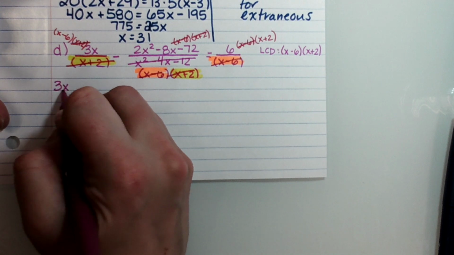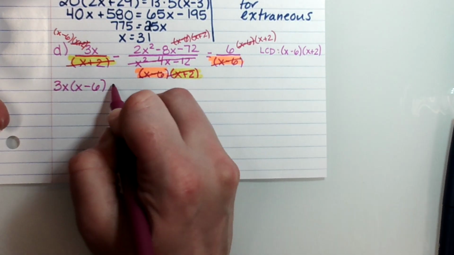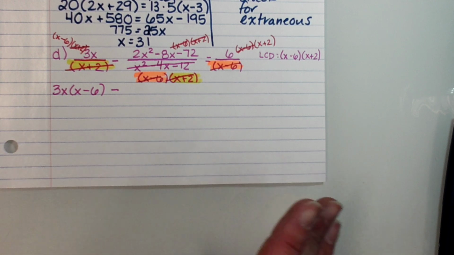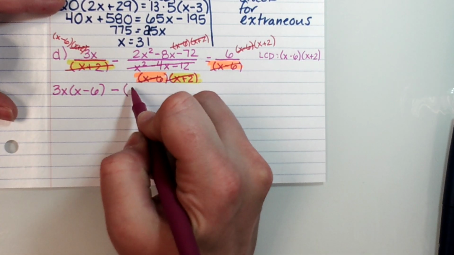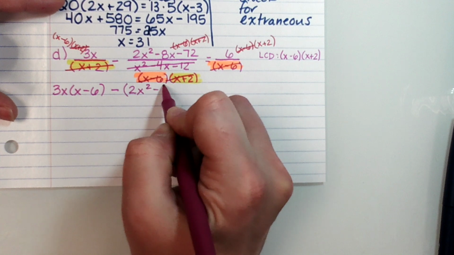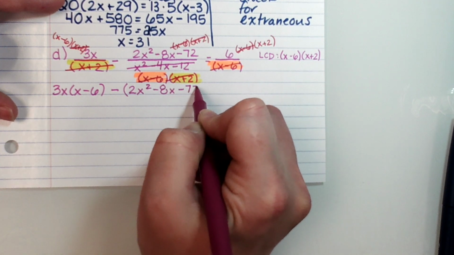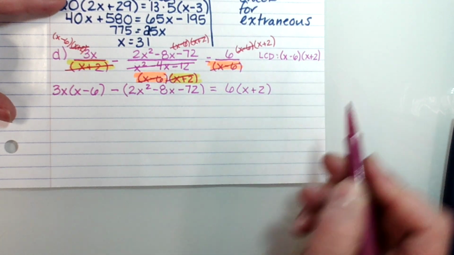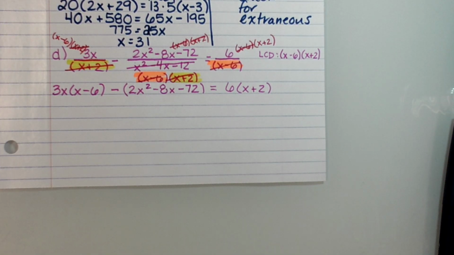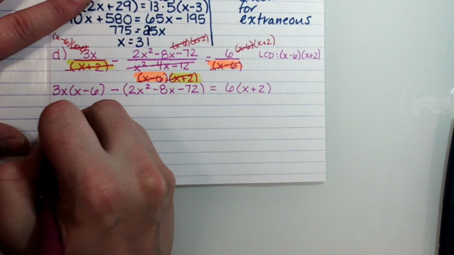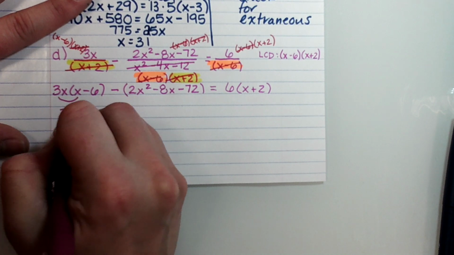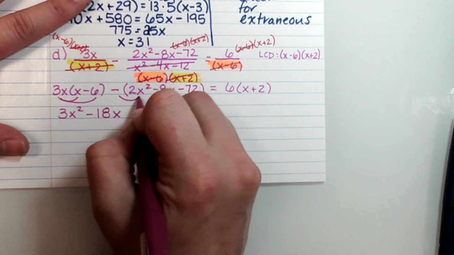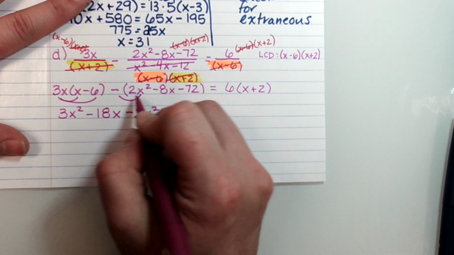I'm left with the 3x and the x minus 6 on the first fraction, minus the entire binomial, which means it's in parentheses because I'm subtracting it, equal to 6 and x plus 2. Distribute and solve. Make sure you distribute your negatives.